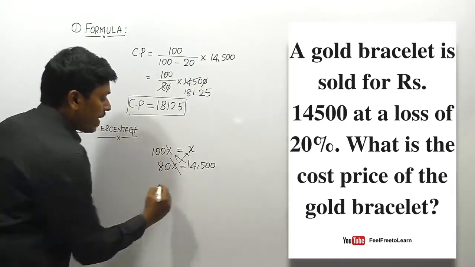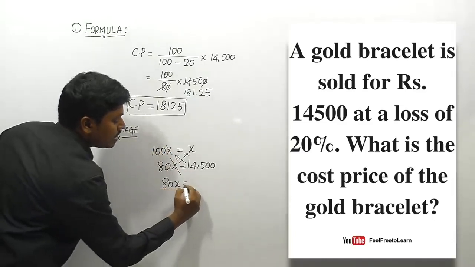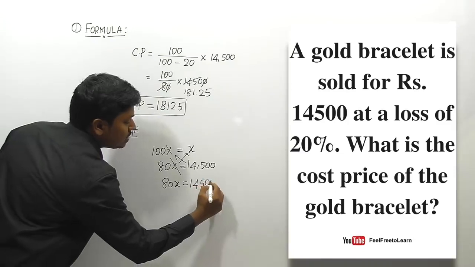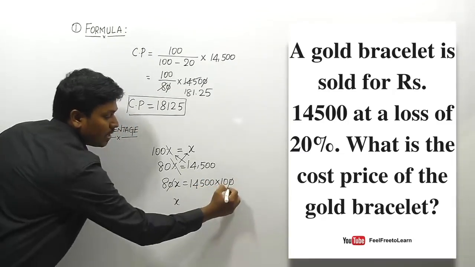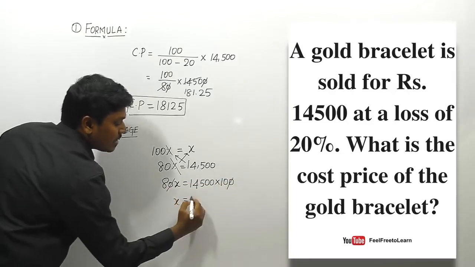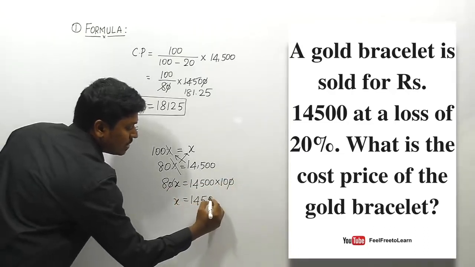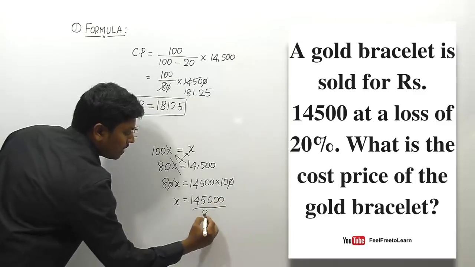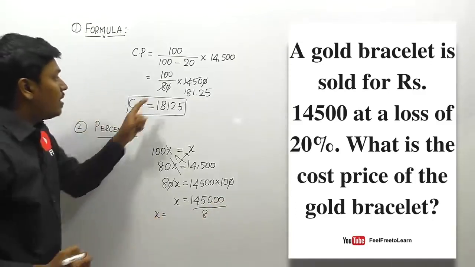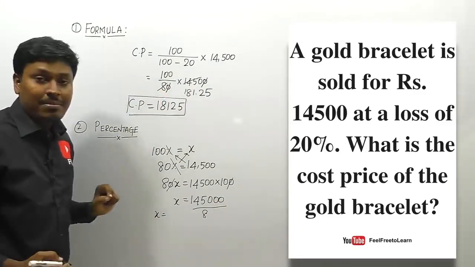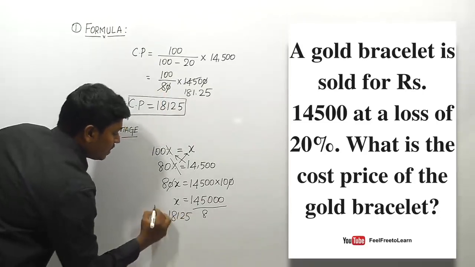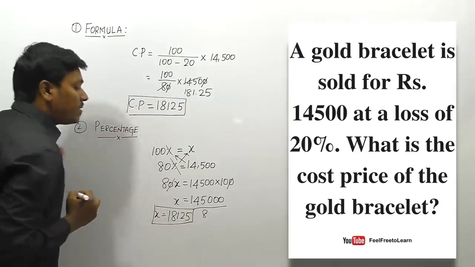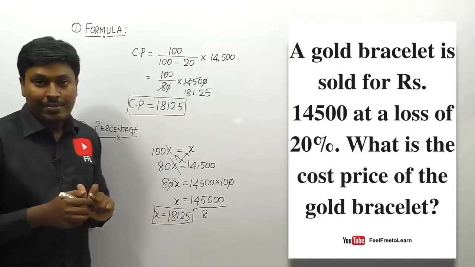So 80 into x will be 80x, which is equal to 14,500 into 100. So x is equal to, we can cancel 0 and also cancel 0. So finally this can be done as 145,000 divided by 8. Similar to this pattern, right? Here 145,000 divided by 8. So finally we got 18,125. So in both the methods, after solving the question, 18,125 will be its answer.